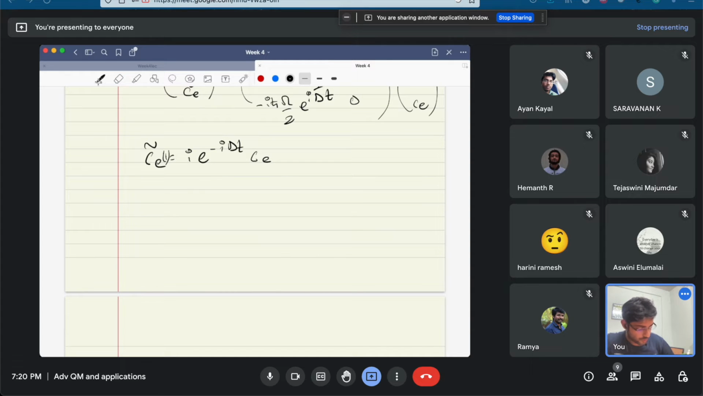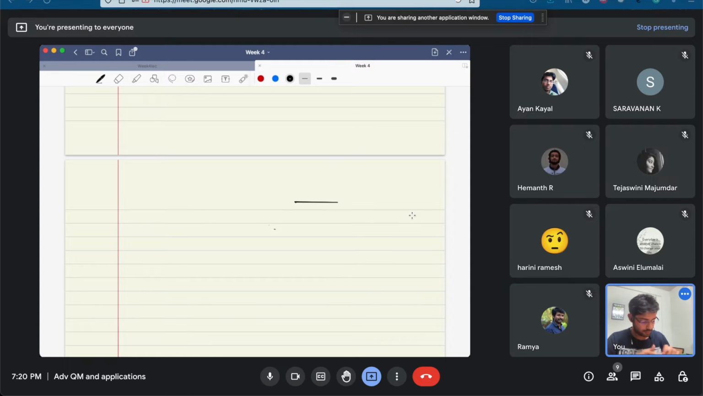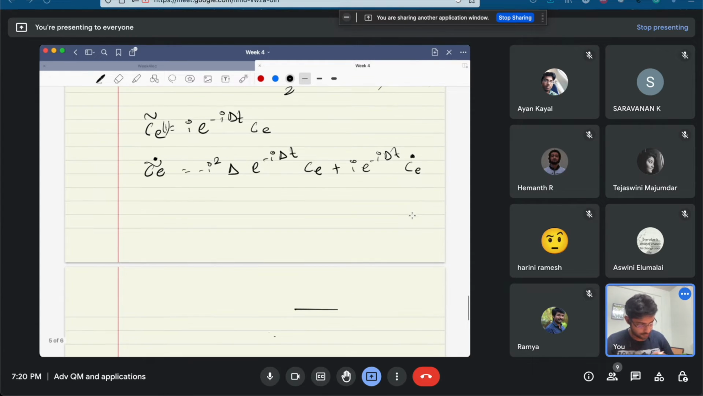Yes. So when you use this as substitution, you can take the derivative of CE tilde. What you will find is your i delta will come down, so you will get i delta CE, and next you will do the derivative of CE, which is your normal CE dot. Similarly, you just keep your CG the same, so you don't really do any substitution for CG.